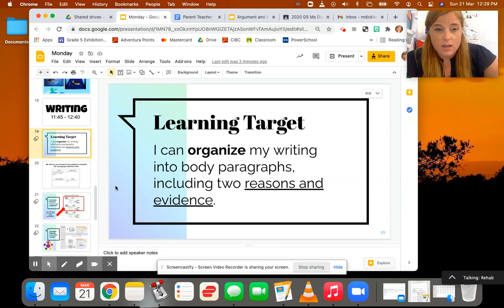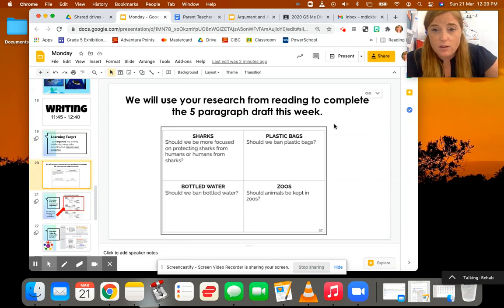And like I said in reading, you're going to have to go back to the topic that you chose to gather research on. If you were sharks, you're writing about sharks. If you were zoos, you're writing about the zoos because we've already done that research. We don't need to do any more research now.